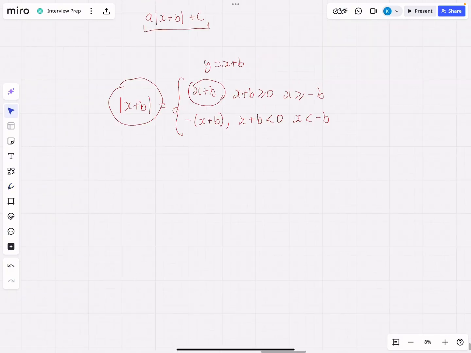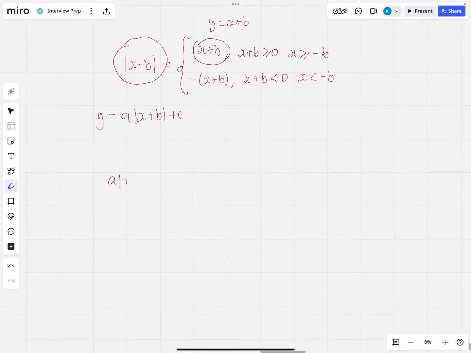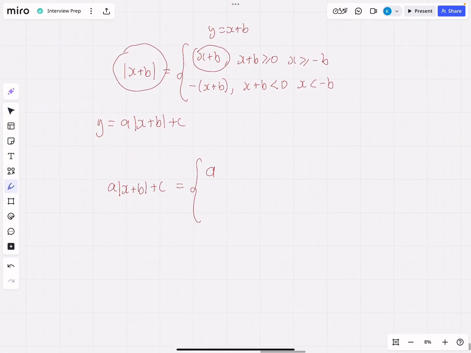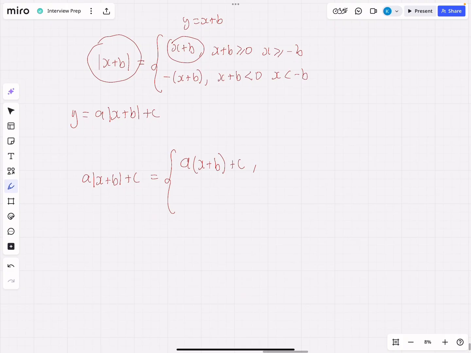So if we wanted to extend this definition to help us graph y equals a times the modulus of x plus b, plus c, we can say a times the modulus of x plus b, plus c is going to be equal to a lots of x plus b, plus c when x plus b is greater than or equal to 0. So that's when x is greater than or equal to minus b. And it's going to be minus a lots of x plus b, plus c when x plus b is less than 0. So x is less than minus b.